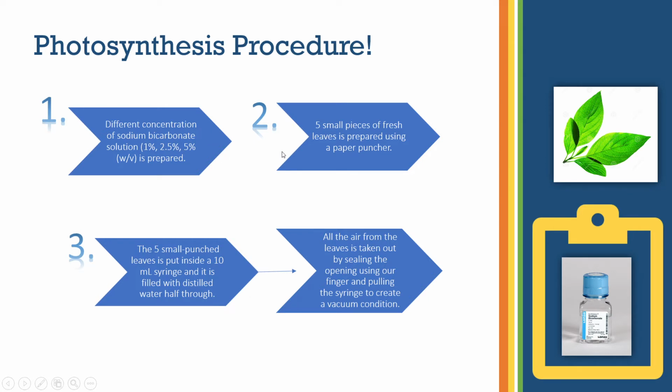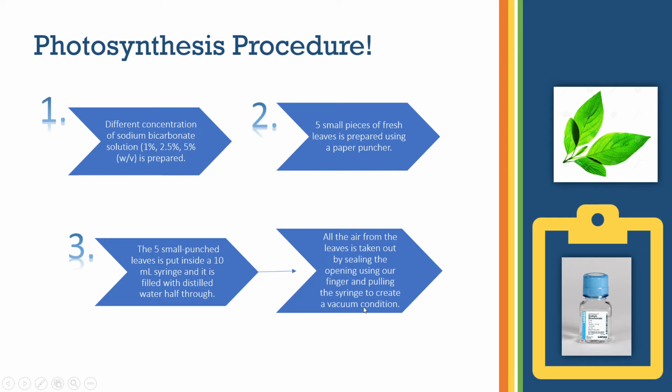Next, 5 small pieces of fresh leaf are obtained and prepared using a paper puncher, which is basically making a small punch on the leaf. Then the third step is when the 5 small punched leaves are put inside a 10 milliliter syringe and it is filled with distilled water half through, meaning half full. Then the leaf will be seen floating.